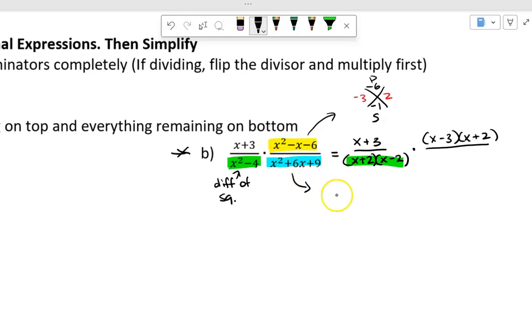On the bottom, I can also factor using product sum. Or you can also use the perfect square shortcut, but I'll just go with product sum. Has to multiply to 9, add to 6, and my two numbers that multiply to 9 are 3 and 3, which also add to 6. So my factors are going to be x plus 3 and x plus 3.